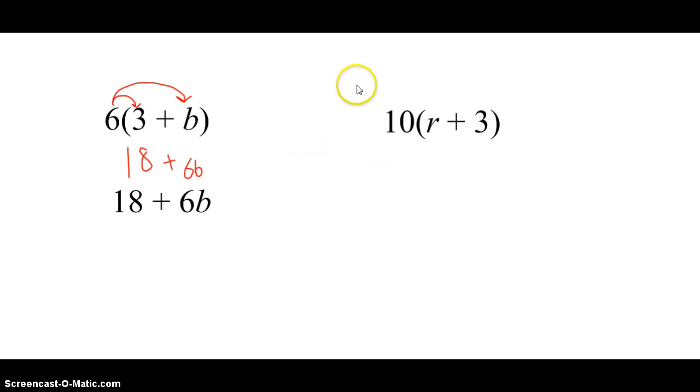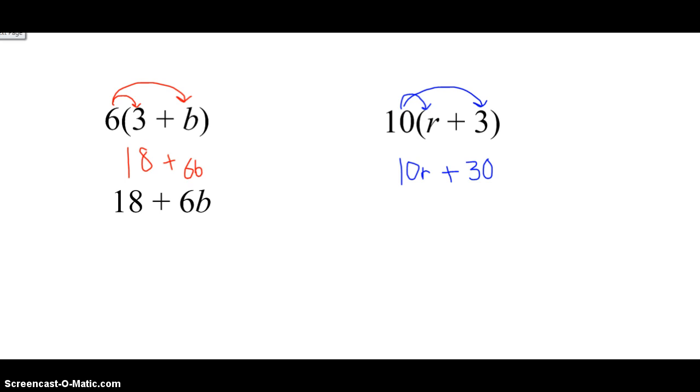Okay, let's do the next one, which is the second one that you should have done. And this one we're going to distribute the 10 to the r, and that's a factor given to the r, so that would be 10r. And then I'm going to distribute the 10 to the 3, and 10 groups of 3 would be 30. And then because there's a plus symbol, I'm going to add those two. I look at my two terms now and I say, okay, well this one is 10 with a variable of r. This one is a constant of 30, which means I cannot combine those two, so this is the simplified version.